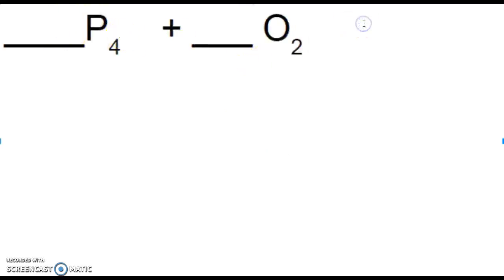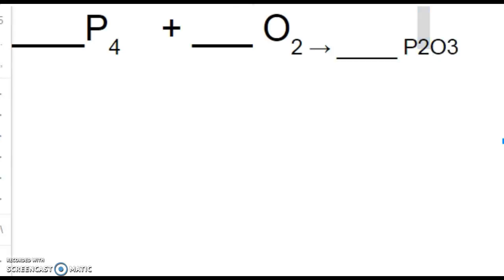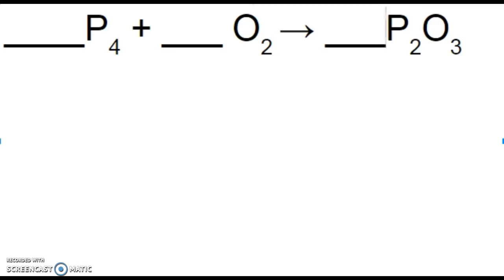So what this allows us to do is to look at a chemical equation like phosphorus plus oxygen and to say that this chemical equation is going to give us something else. I still can't fix my cursor here, so just bear with me. And this is going to give us P2O3. So when we put these together, it's going to give us a new molecule.